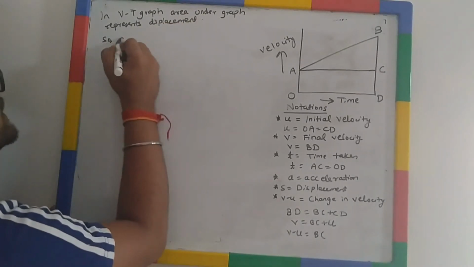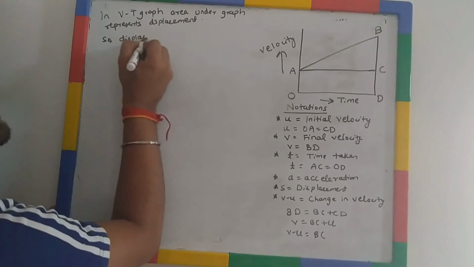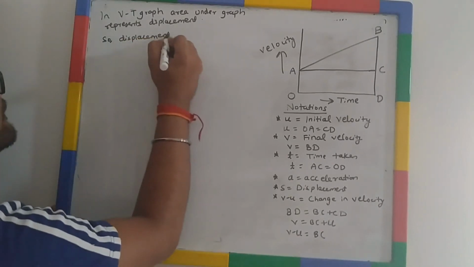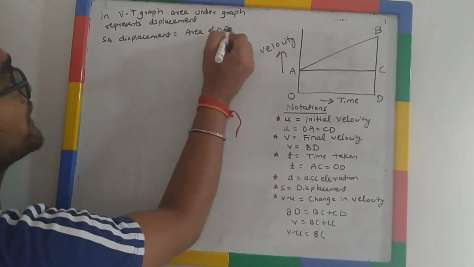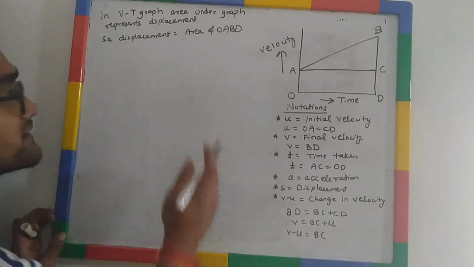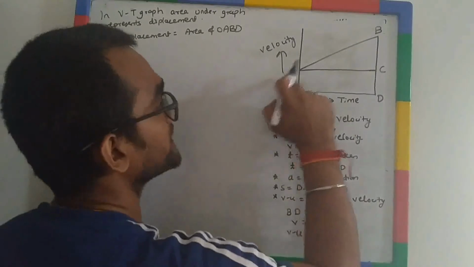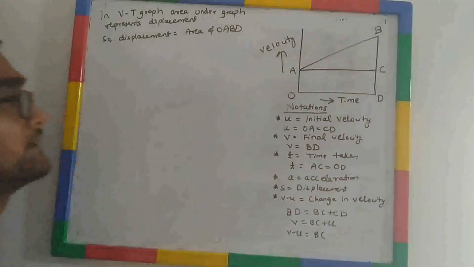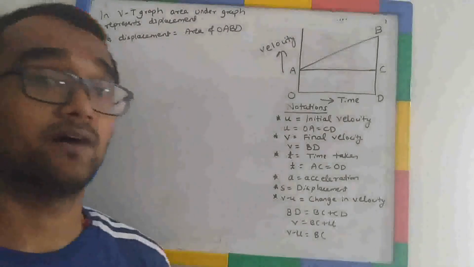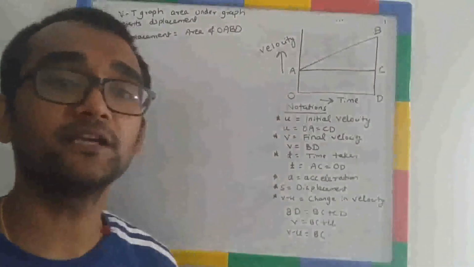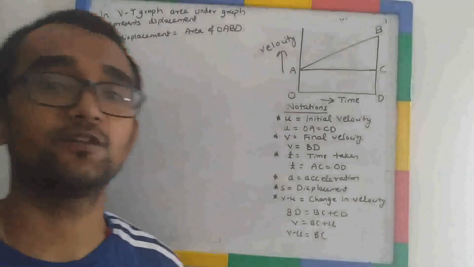So displacement will be equal to area of OABD, because area under the graph is area of OABD. But there will be a slight change in the diagram. And why will that change occur? First, I will make you understand why that change will occur.